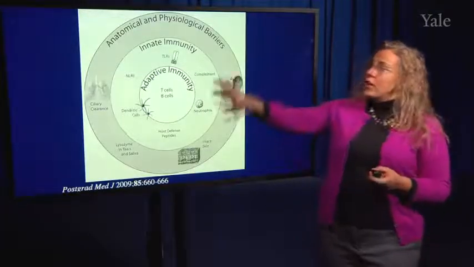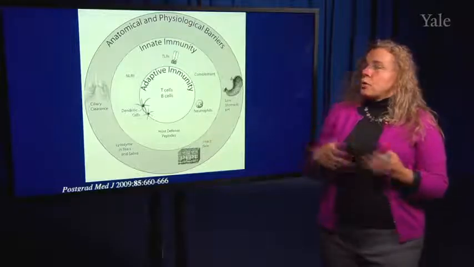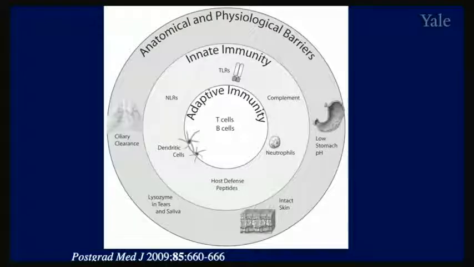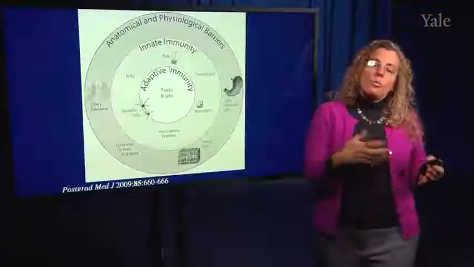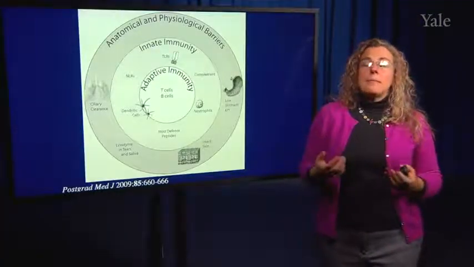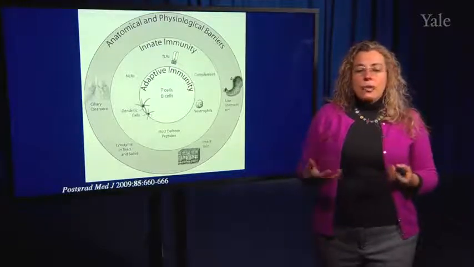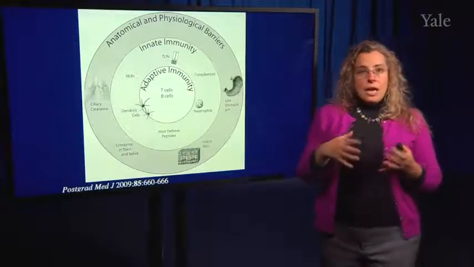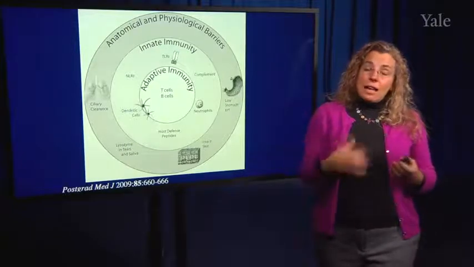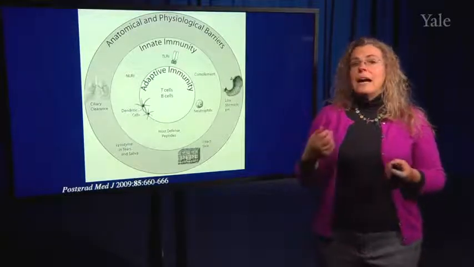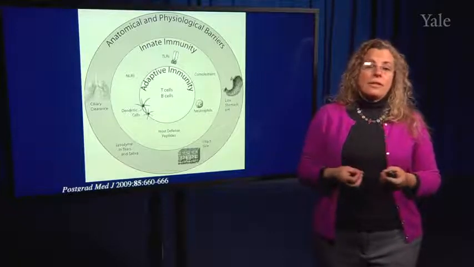Here's a picture that shows sort of how our body deals with a foreign invasion. And we start with, on the outer wall here, anatomical and physical barriers. Now actually they occur before your immune system actually kicks in. And they're a major line of defense. So you have low stomach pH. That acid can kill a lot of things that get into your stomach. Not everything, but most pathogens.